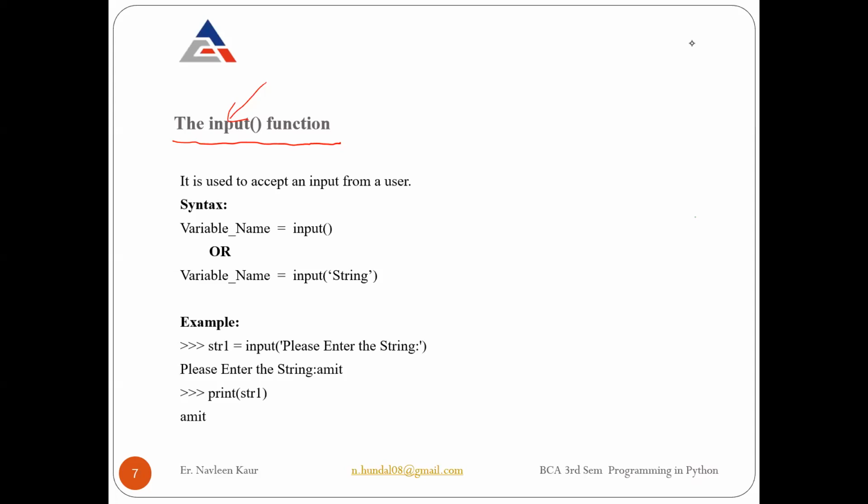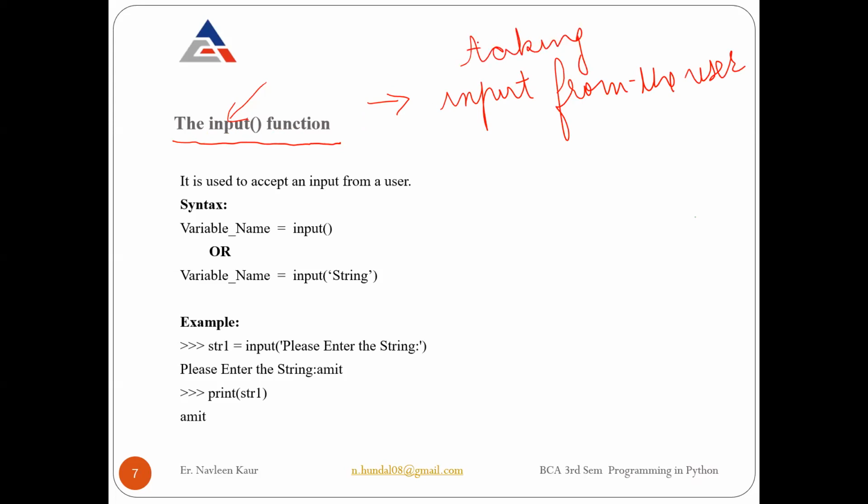So the next topic that I'm going to cover is the input function. What does the input function actually do? It is doing the reverse of your print. Print prints something on the screen for the user to see with his or her eyes. What the input function does is ask the user to input something. It is taking or accepting input from the user.